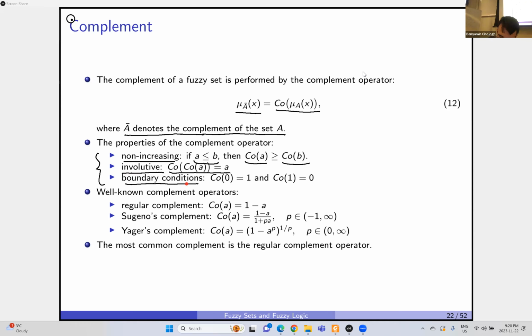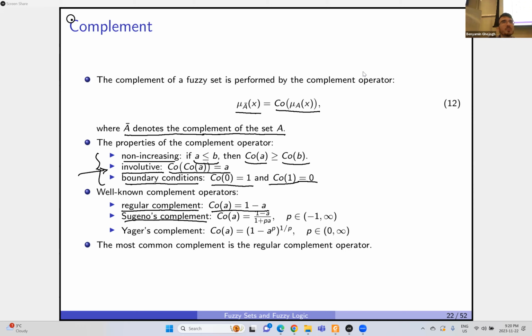By the way, involutive also means that you can regret, you can cancel your operation. If it is not involutive, you can't regret. Okay. Boundary conditions: the complement of 0 becomes 1, and the complement of 1 becomes 0. Well-known complement operators. The regular complement is 1 minus A. A is between 0 and 1, and 1 minus A is also between 0 and 1.